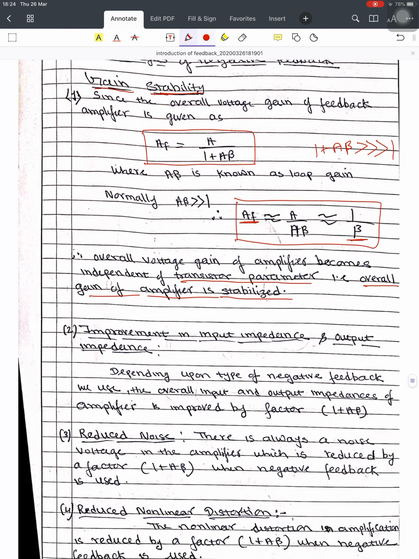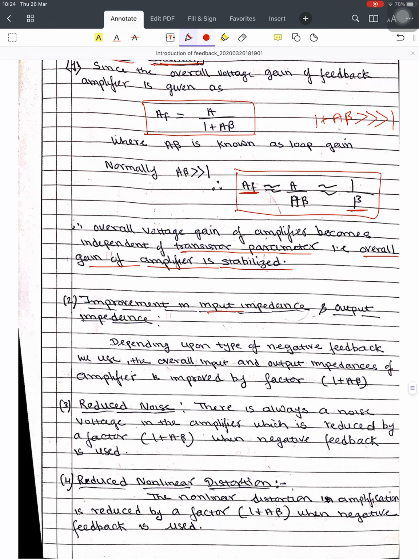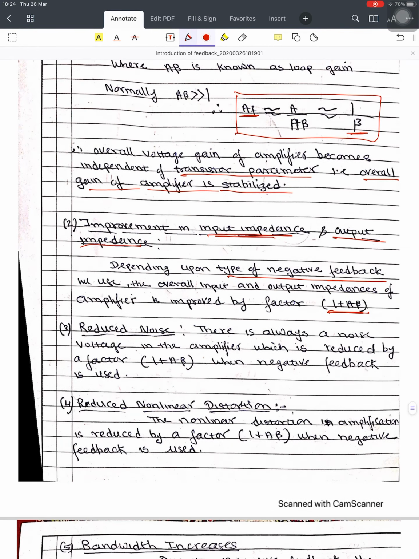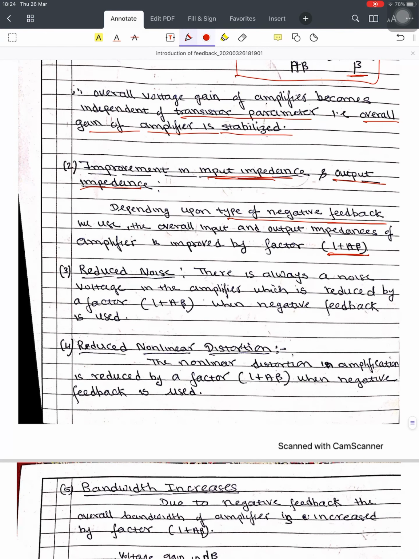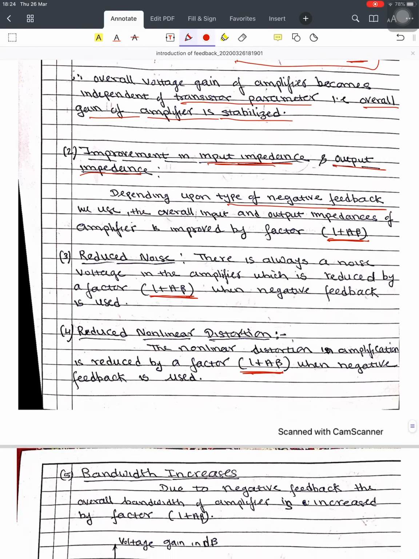Now there is an improvement in input impedance and output impedance, and that improvement is by the same factor, 1 plus A beta. Just remember that this improvement depends upon the type of negative feedback you select. Noise is reduced by the same factor. Again, nonlinear distortion is also reduced by the same factor.